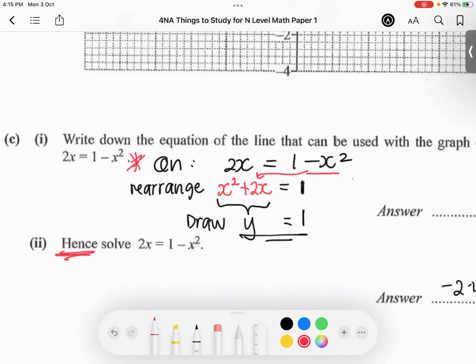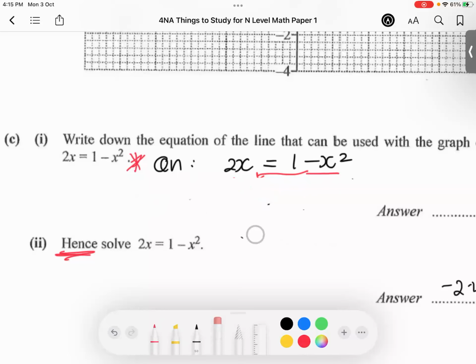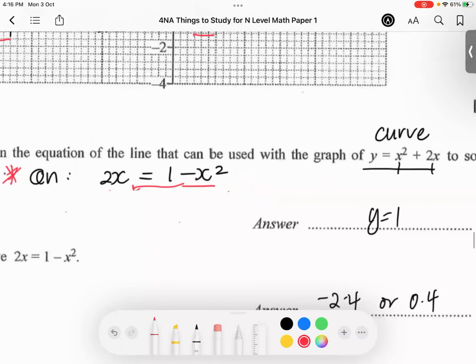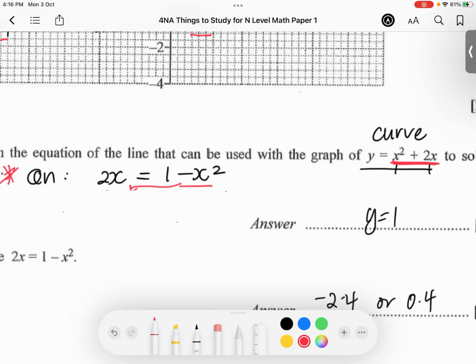Yes, Joe, why is it not equal to 0? Why do you equal it to 1? It is not equal to 0 because the question did not equal it to 0. You see, this is my original question, right? The original question here is 2x equals 1 minus x squared. My graph only has x squared and 2x. So it may not necessarily be equal to 0, because my original question has the number 1.